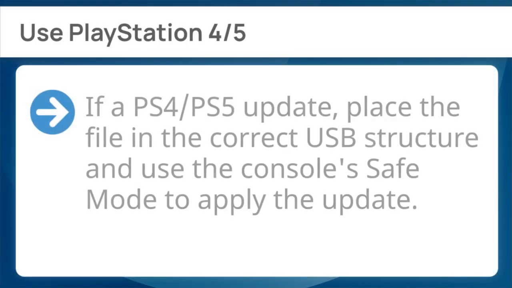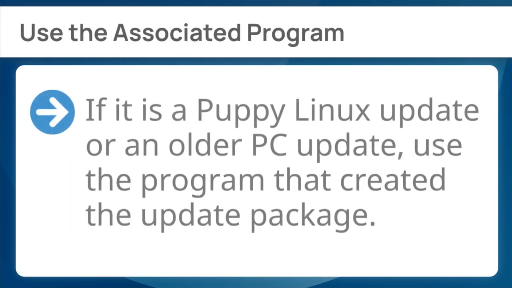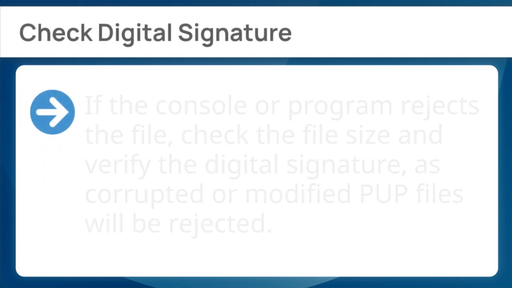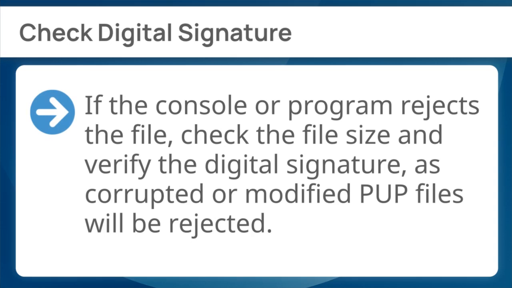First, use PlayStation 4, 5. If a PS4, PS5 update, place the file in the correct USB structure and use the console's safe mode to apply the update. Next, use the associated program. If it is a PUP Linux update or an older PC update, use the program that created the update package. Finally, check digital signature. If the console or program rejects the file, check the file size and verify the digital signature, as corrupted or modified PUP files will be rejected.